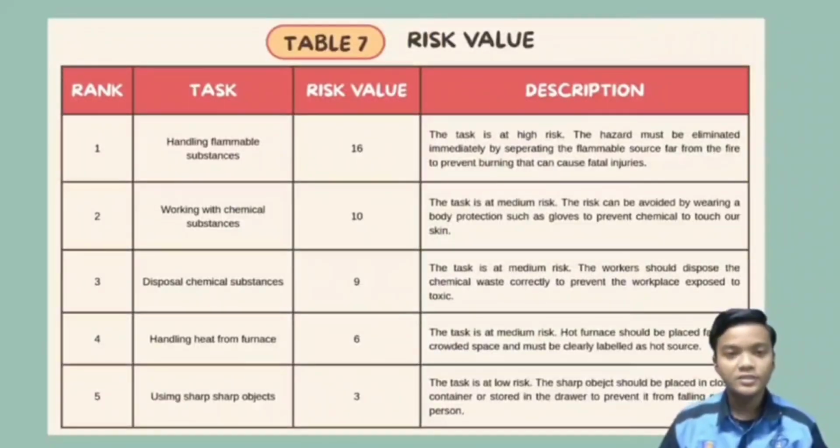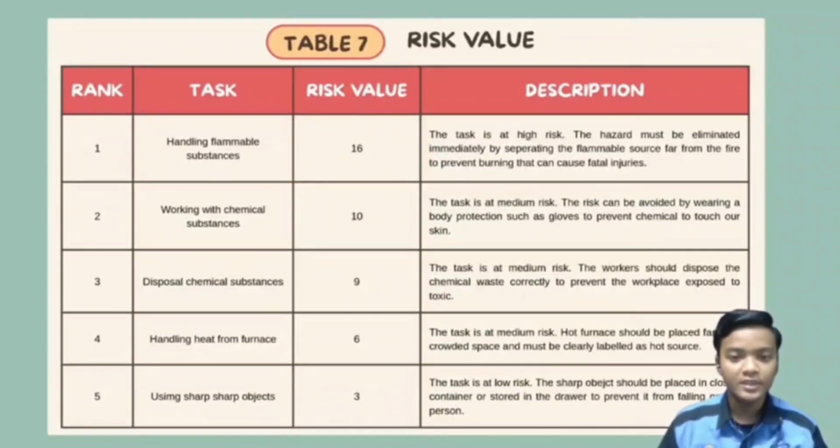Next, let's see Table 7, which lists the ranking of the hazards that may occur in the workplace. The first one is handling flammable substance. The risk value is 16. The task is at high risk. The hazard must be eliminated immediately by separating the flammable source far from the fire to prevent burning that can cause fatal injuries.